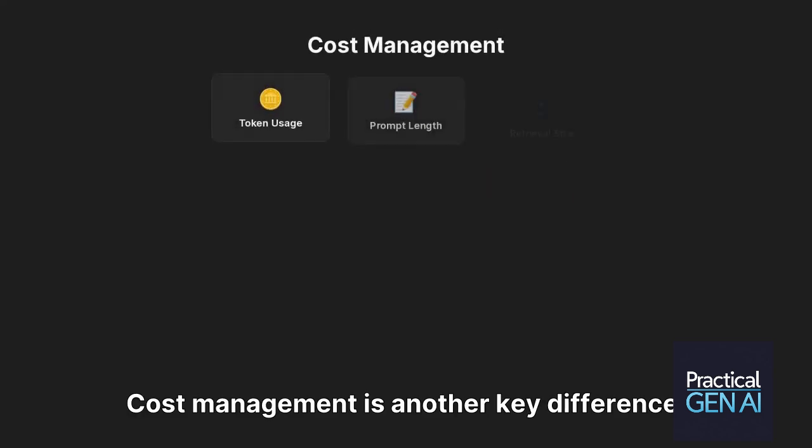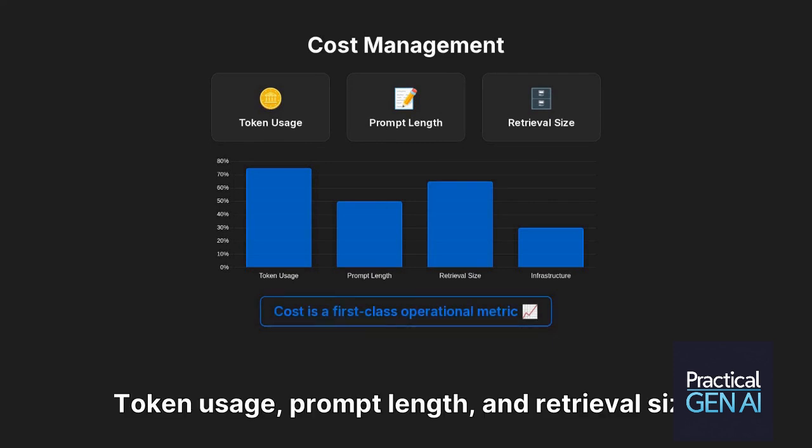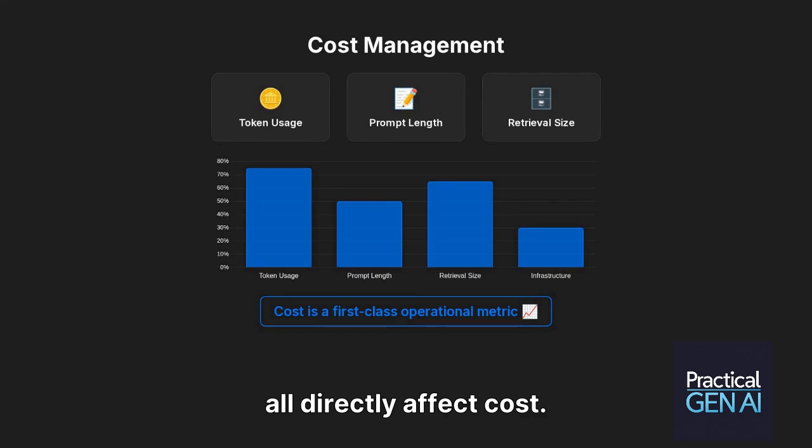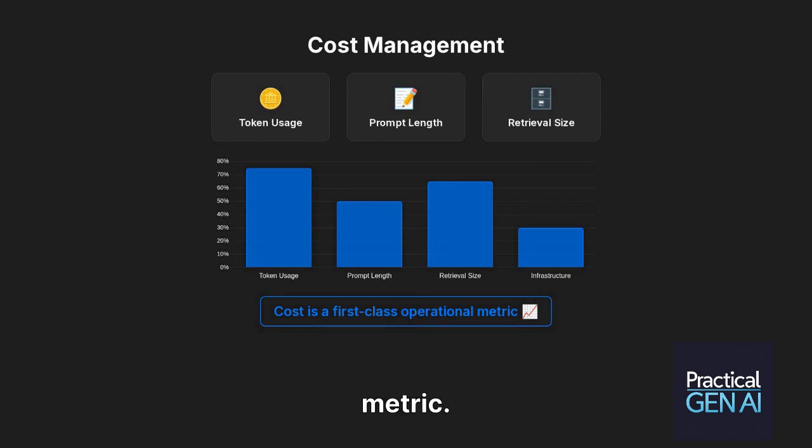Cost management is another key difference. LLM-based systems can be expensive to run. Token usage, prompt length, and retrieval size all directly affect cost. LLM-ops treats cost as a first-class operational metric.